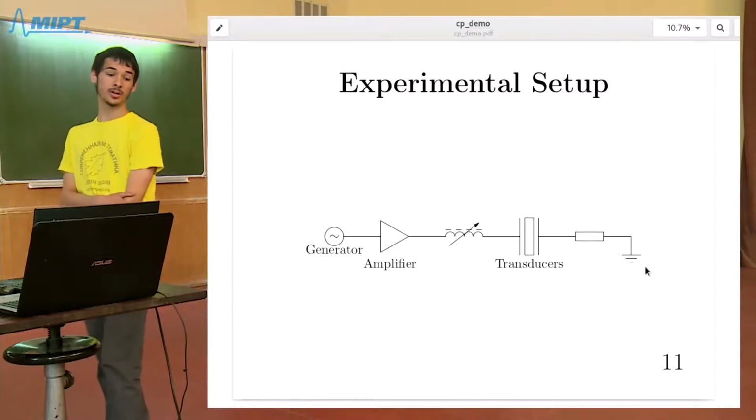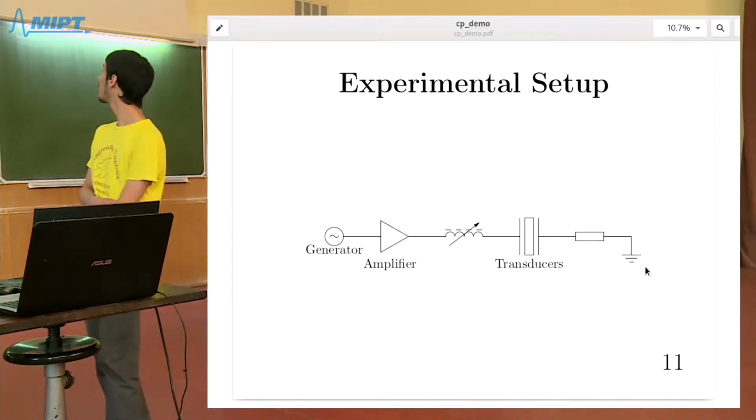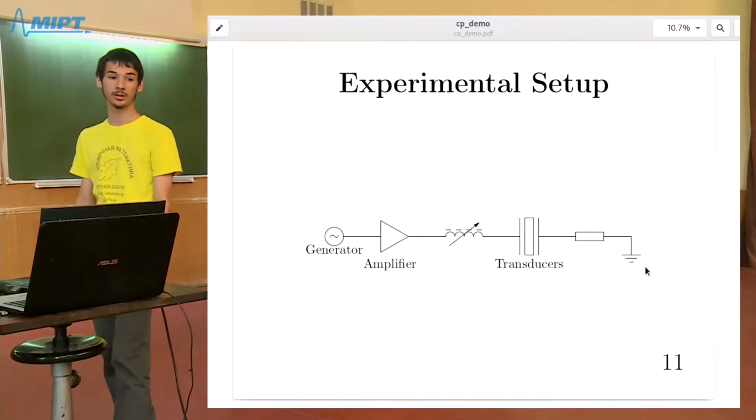So this is the electronics schematic. We amplified the signal from the generator and used resonance in an LC circuit to amplify the amplitude even more. The usual frequency was around 27 kilohertz.